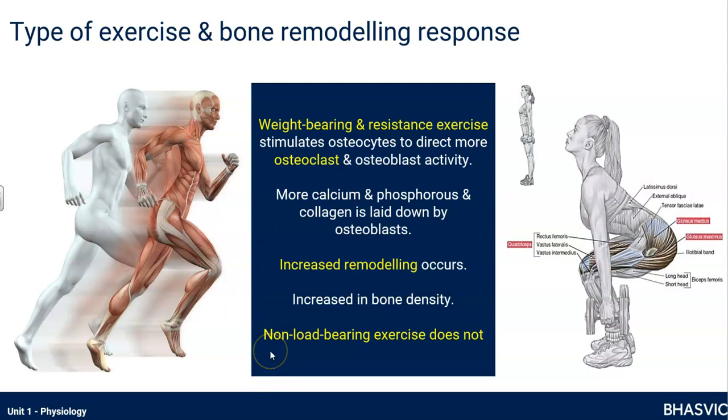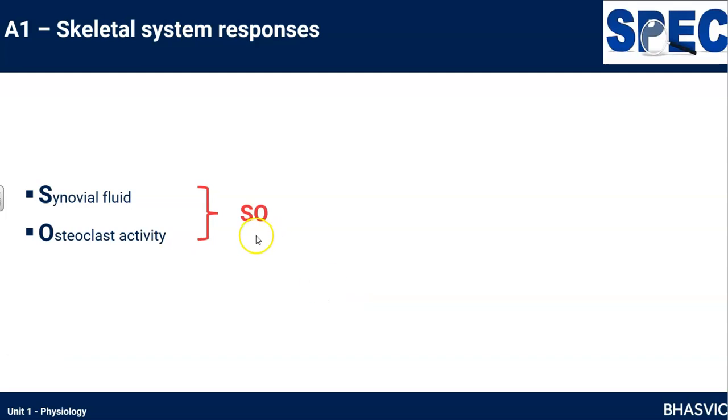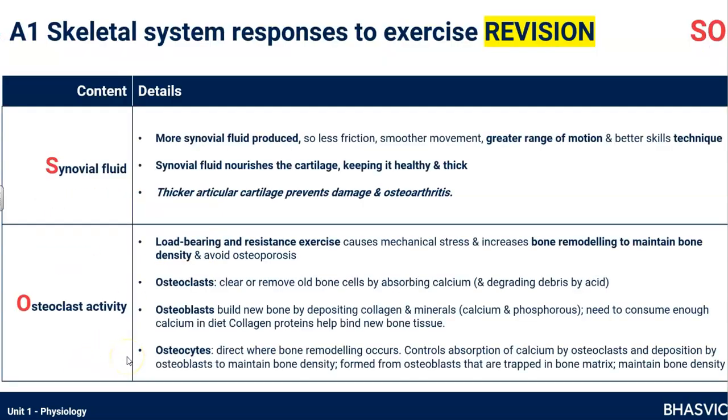Be aware that things like swimming are not load bearing, and those sorts of exercise do not help stimulate bone density or bone remodeling in the same way as weight bearing or resistance do. So there are two A1 skeletal system responses, SO: synovial fluid, osteoclast activity, and you can have a look at the summary page here.